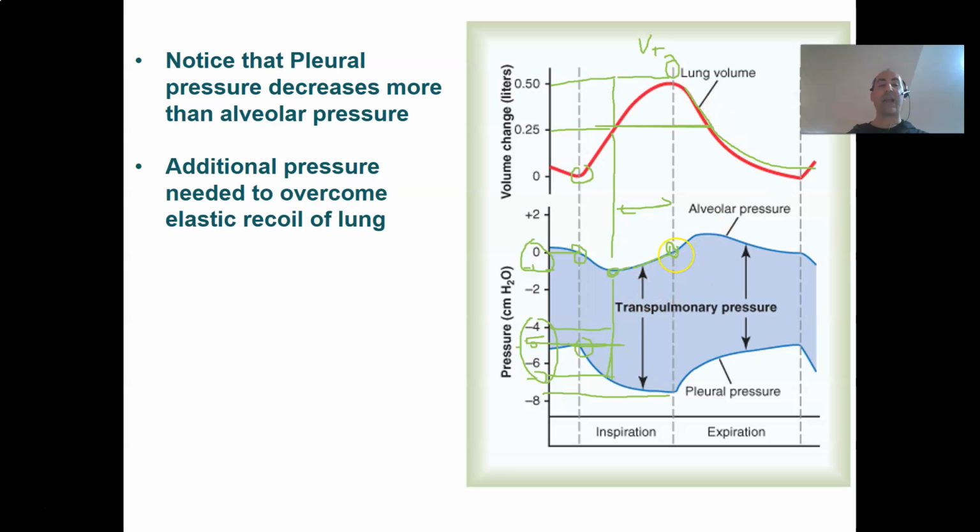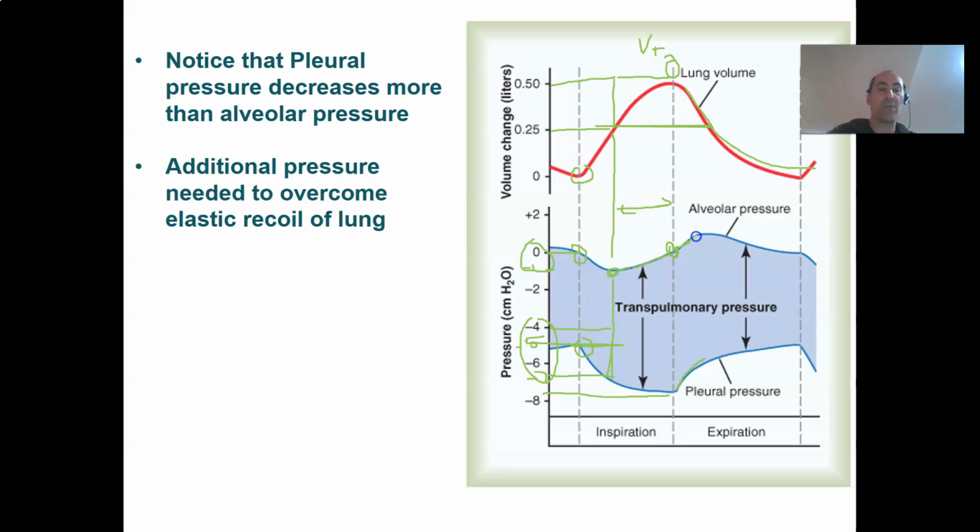And in order for this to happen, pleural pressure has to start to increase, which then drives up your alveolar pressure. And remember that air can only move out of the lungs if the pressure in the lungs is greater than atmospheric, and atmospheric is always zero, so anything greater than zero will cause air to flow.